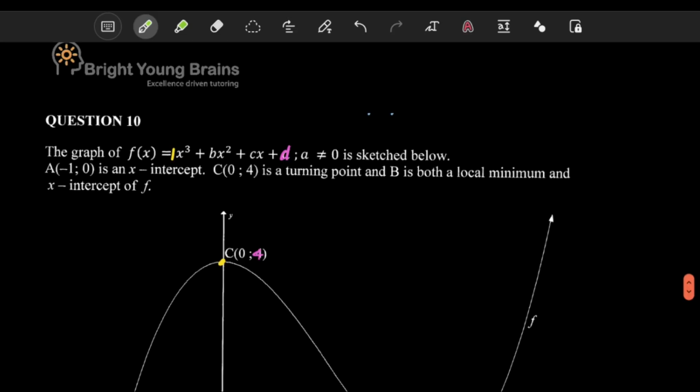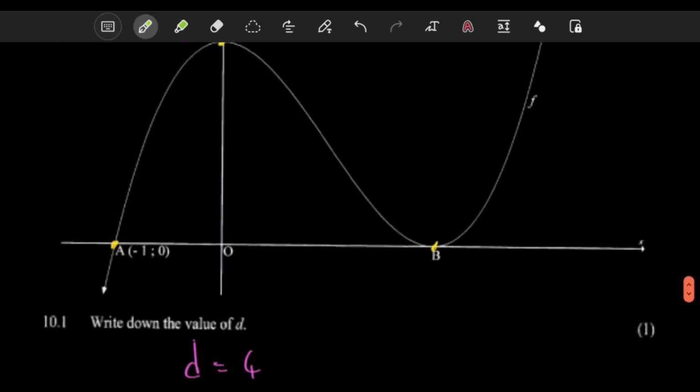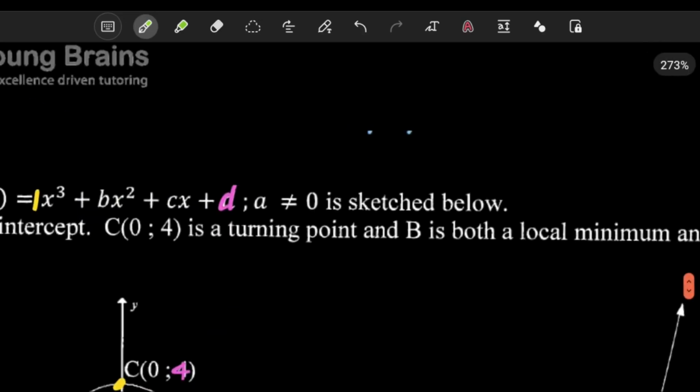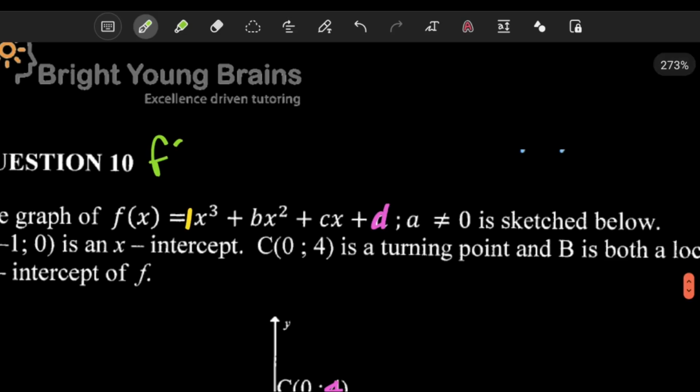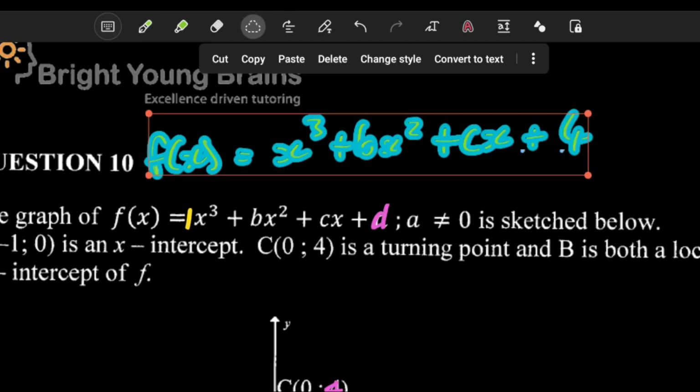Okay, so firstly, technically they want us to get the equation of this cubic function. So far we have f of x is equal to x cubed plus bx squared plus cx plus 4. This is what the equation of our cubic function looks like so far.